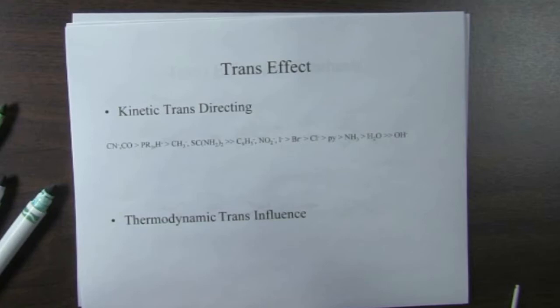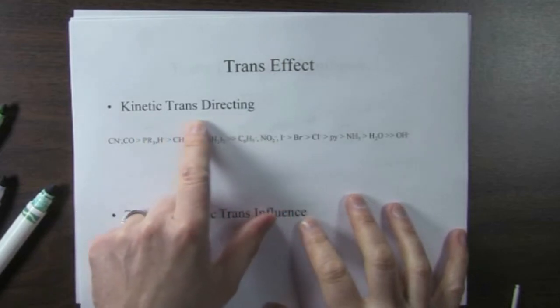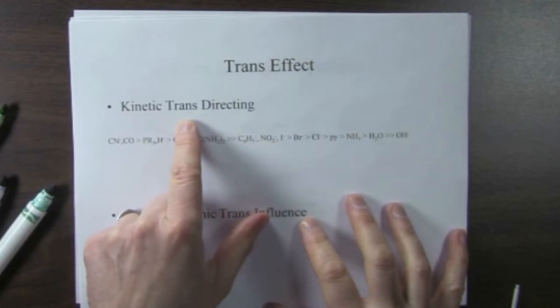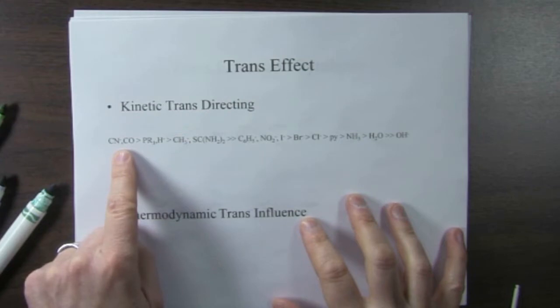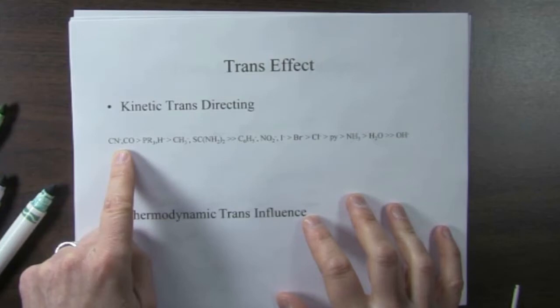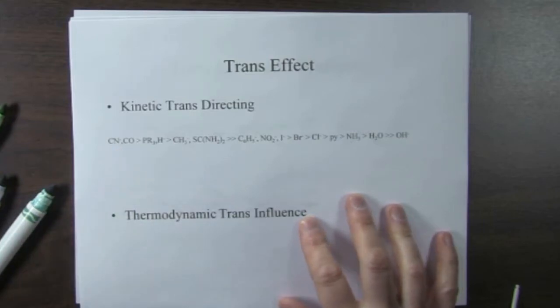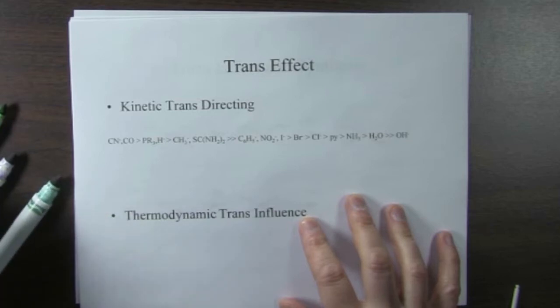There's a kinetic aspect and a thermodynamic aspect. In the kinetic aspect, we call it the trans-directing ability of a ligand. What this is, is that these ligands are in order of transability, in order of how they can increase the rate of substitution of the leaving group. Okay?